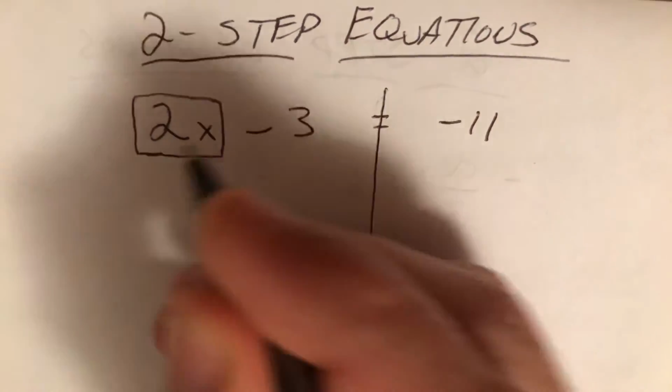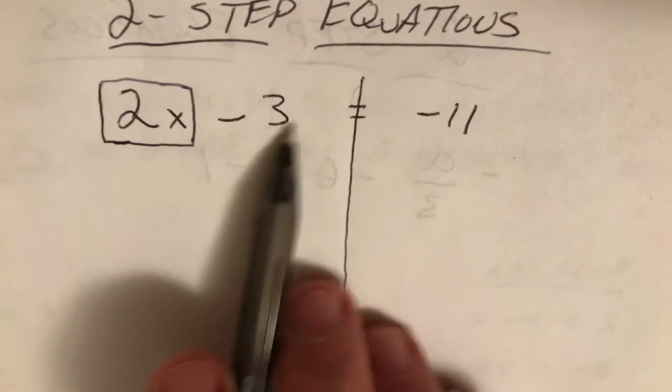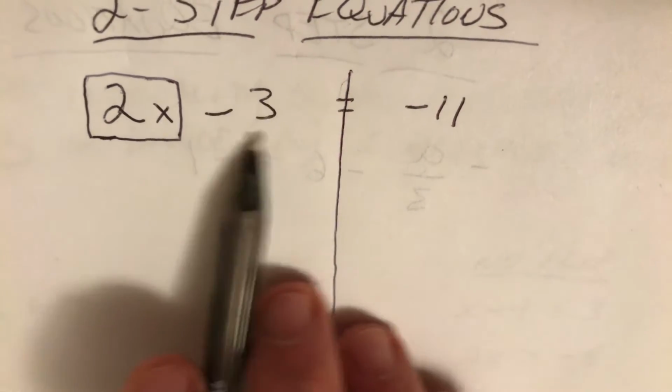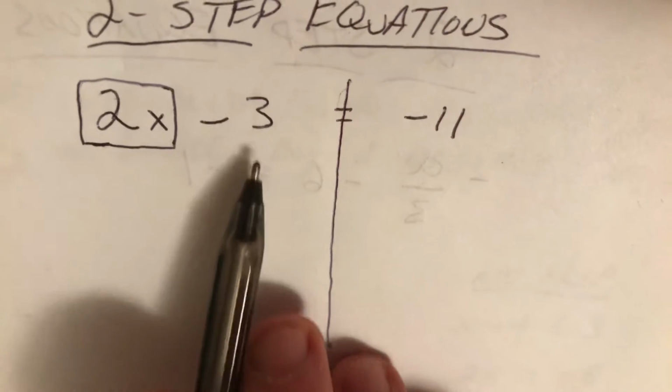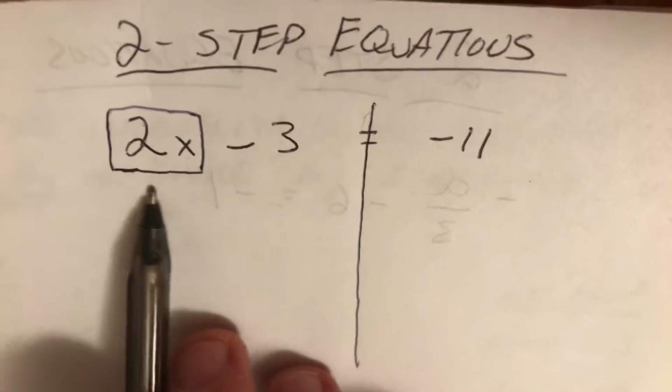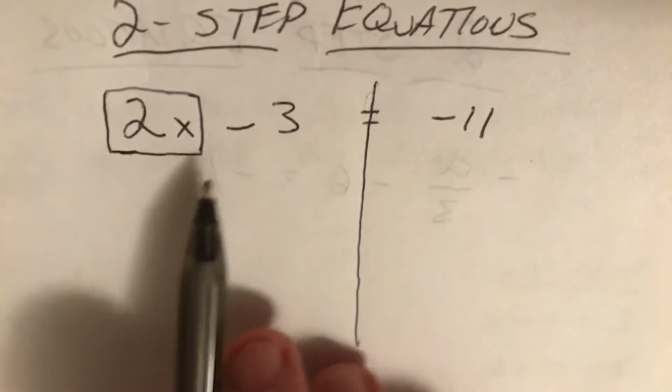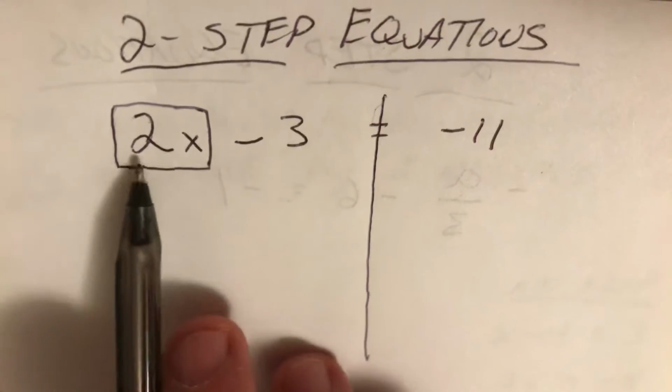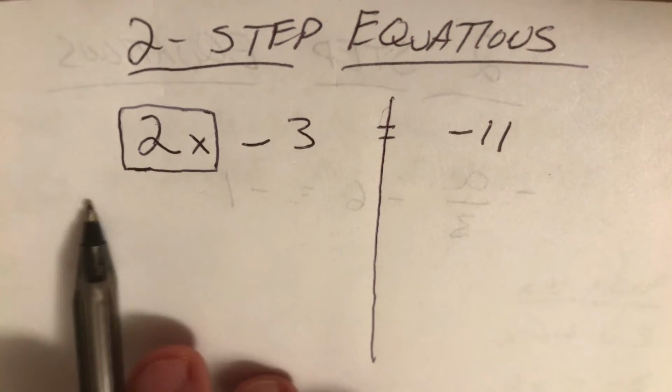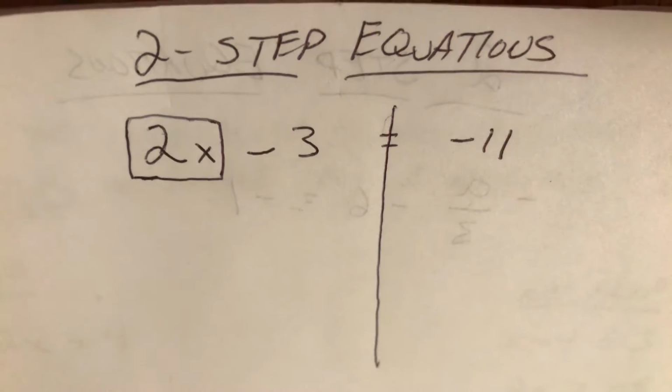And remember that x is introverted. It doesn't like any of these things around it. So we've got to get rid of this subtracting 3 first, because this is inside the frame. We can't touch anything inside the frame. So we've got to take care of this first, and then we'll take care of the 2. And the key is showing your work all the way down.